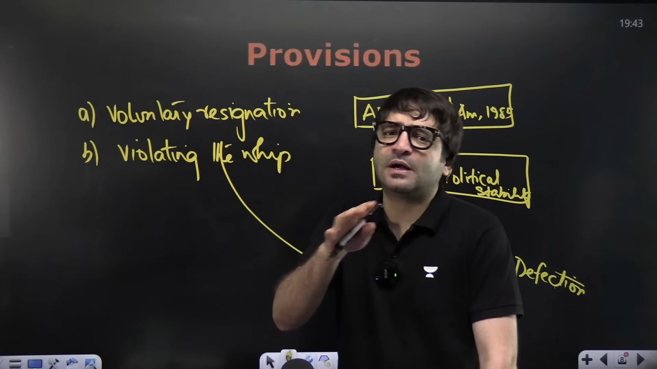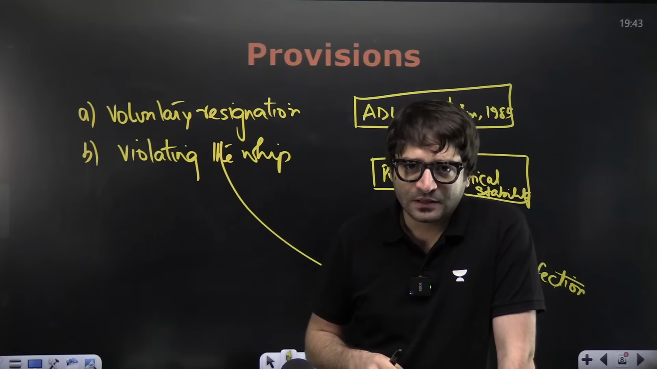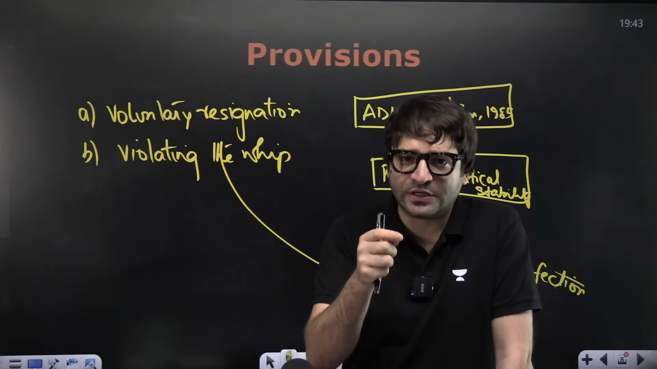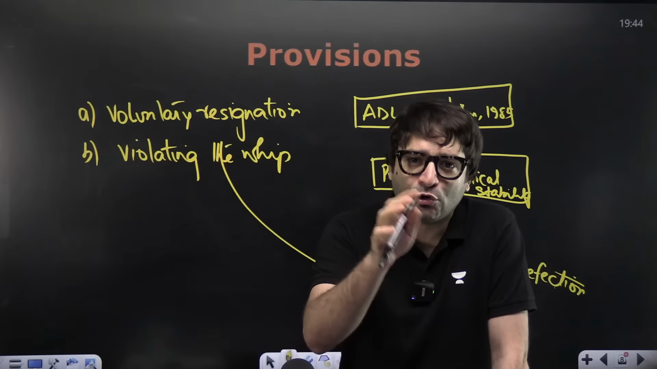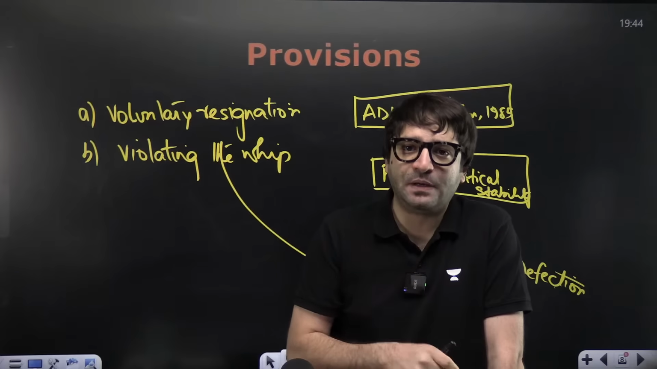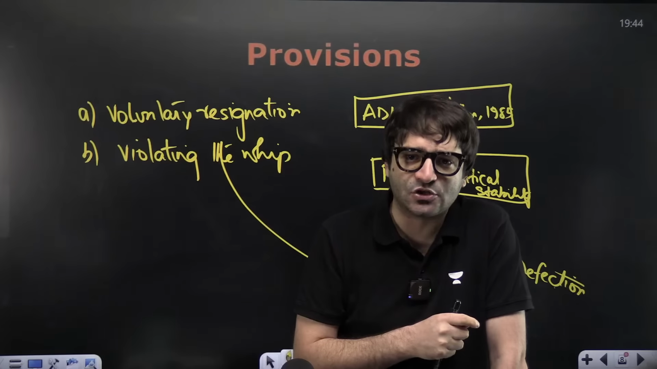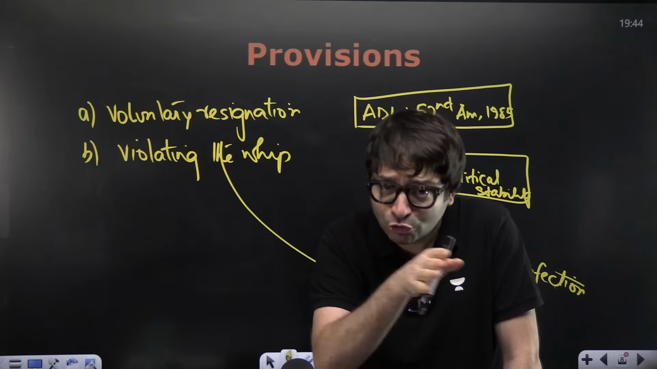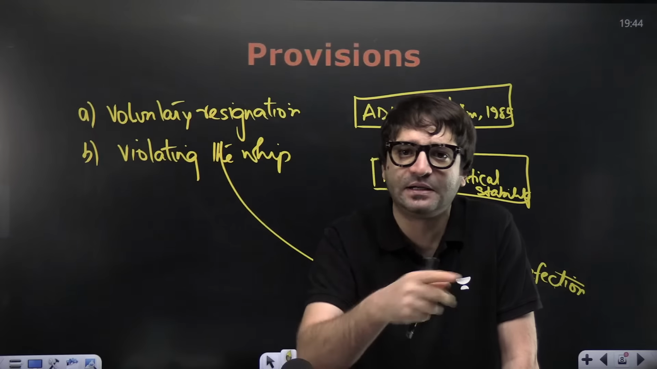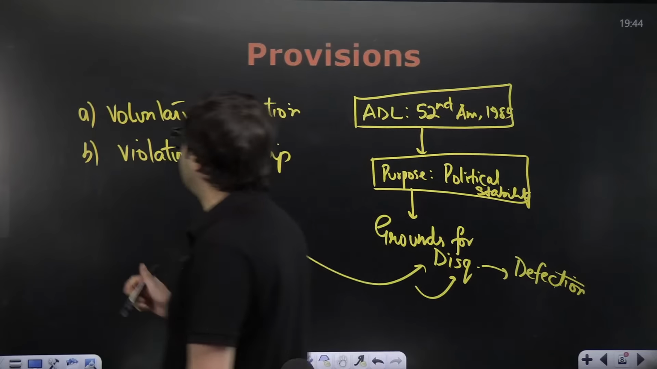Without going too much into details, such as even if you are violating the whip, your political party has 15 days to condone your violation. And that too, the party should give it in writing to the speaker that we condone the violation of the whip issued by us to this particular legislator. You don't have to necessarily go too deep into that because then you are crossing the word limit. What are the provisions? Focus on the provisions.